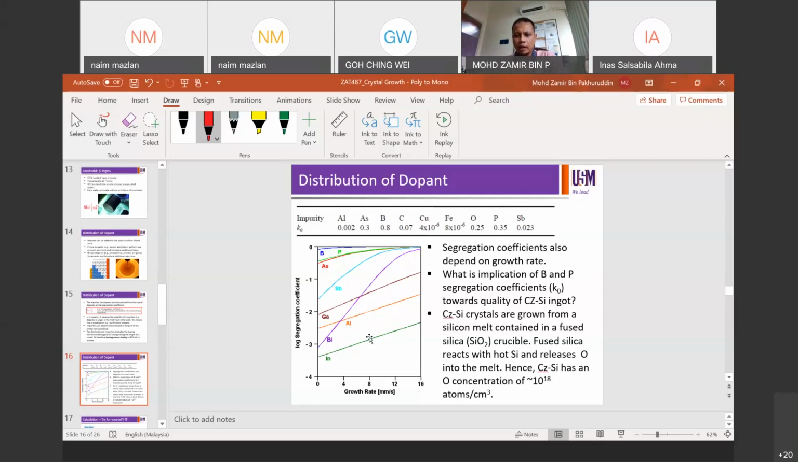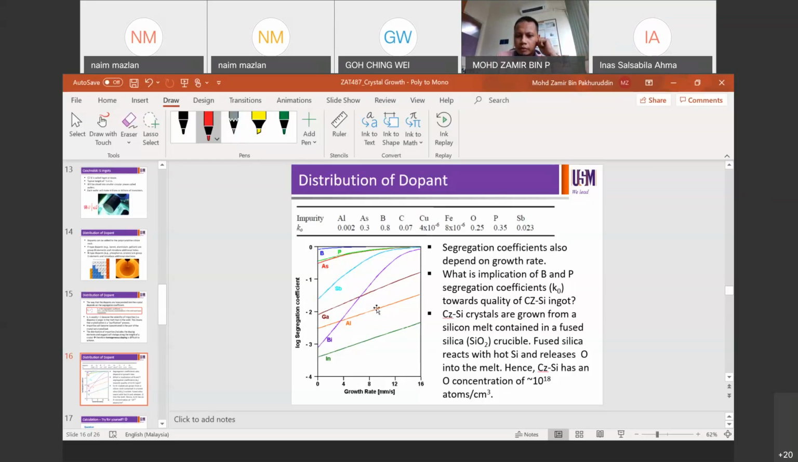So the implication is that since you have high K0 for boron, 0.8, and lower for phosphorus, manufacturers will normally face difficulty growing uniform resistivity across an n-type ingot because the K0 is lower. So they end up not being able to sell some parts of the ingot, even though they've grown the whole length of the ingot, because it's not so uniform. The distribution of the resistivity across the ingot is not as good as boron. Okay.